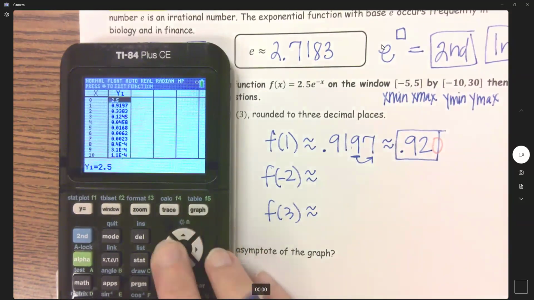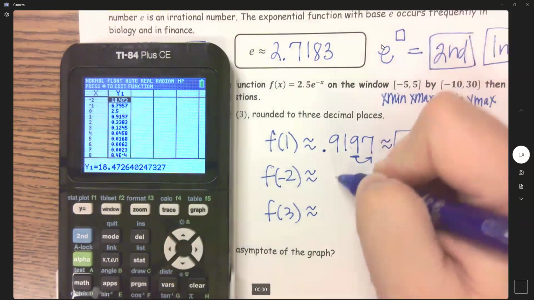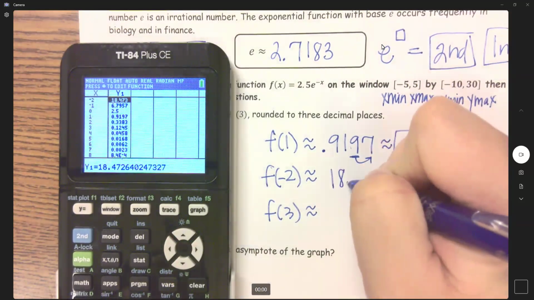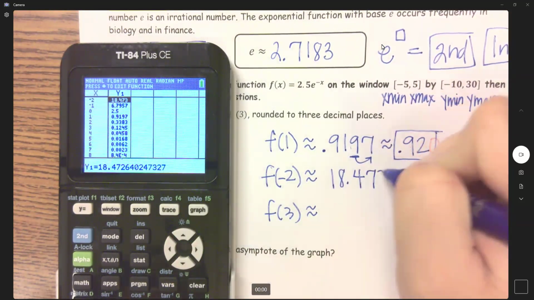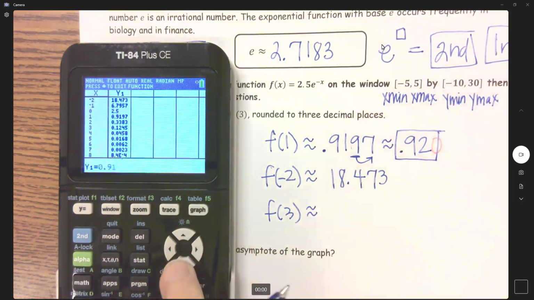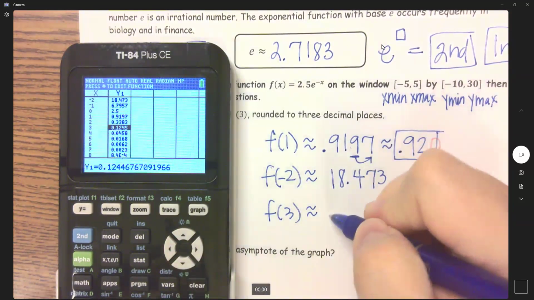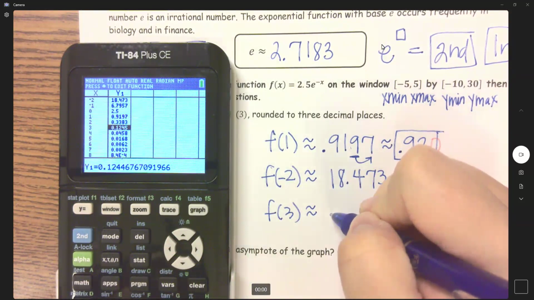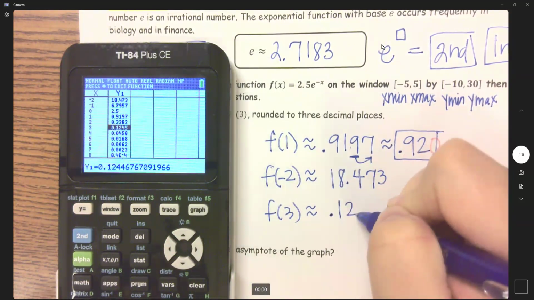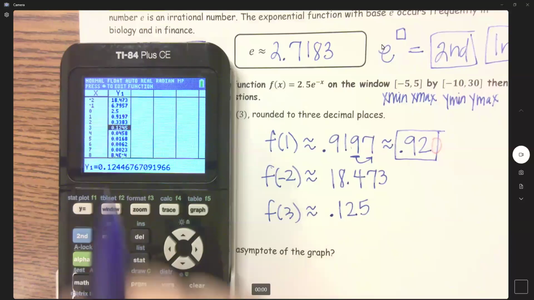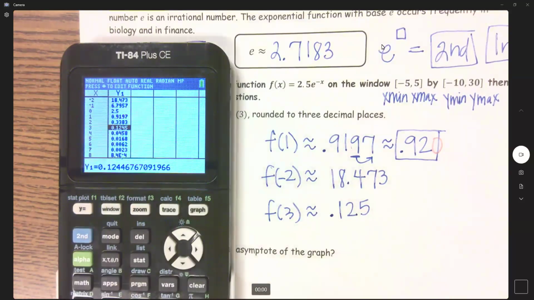f of -2, we have 18.473. That one rounds it for us. And f of 3 is 0.125, because that 5 makes that 4 go up.